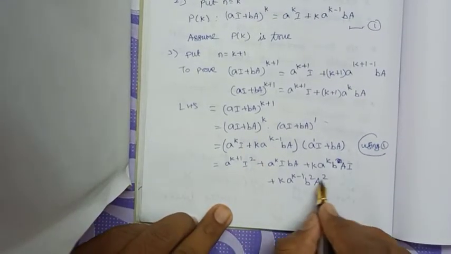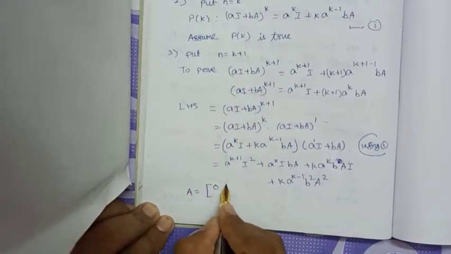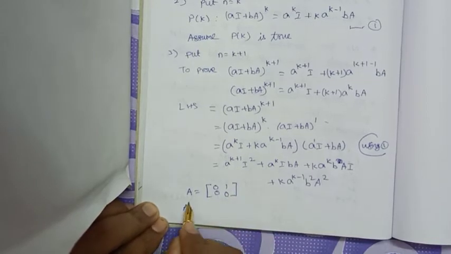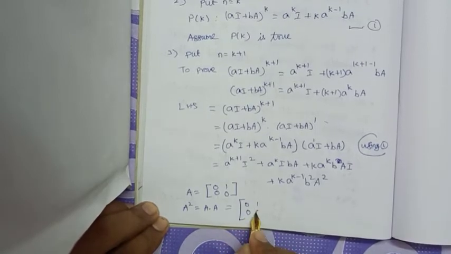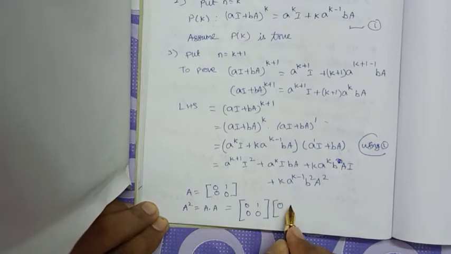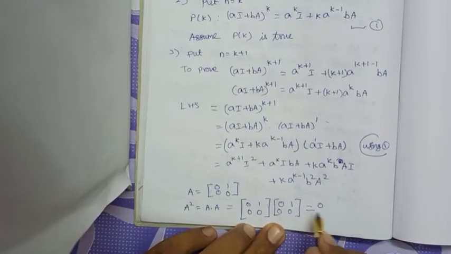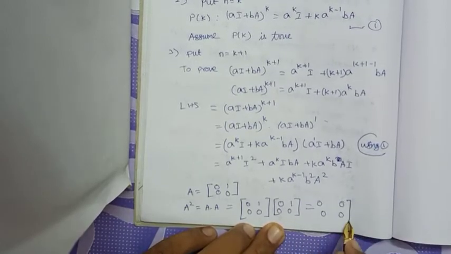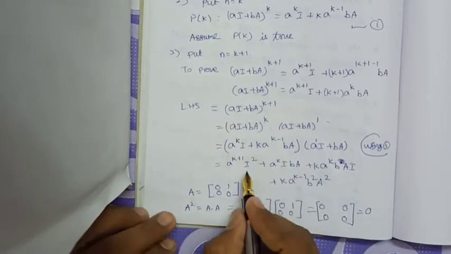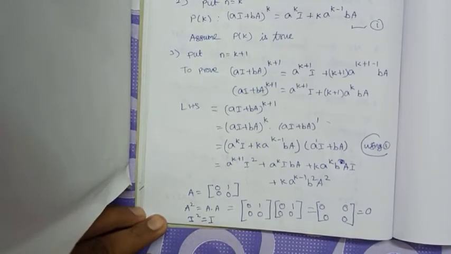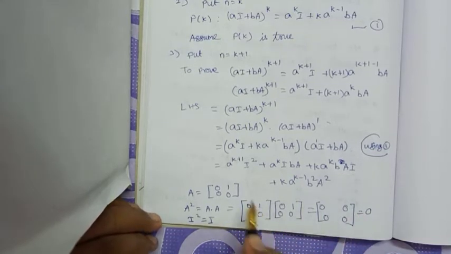Now we replace the A squared value. What is A squared? Here we know A equal to [0, 1; 0, 0]. So A squared means A into A. So we get [0, 1; 0, 0] and here again we write [0, 1; 0, 0]. Then multiplying the two matrices, we get [0, 0; 0, 0]. So A squared equals 0. We replace the values here. Then I squared equals I, we know the result, and I into any matrix gives the same matrix. Okay, now all the values are replaced here.